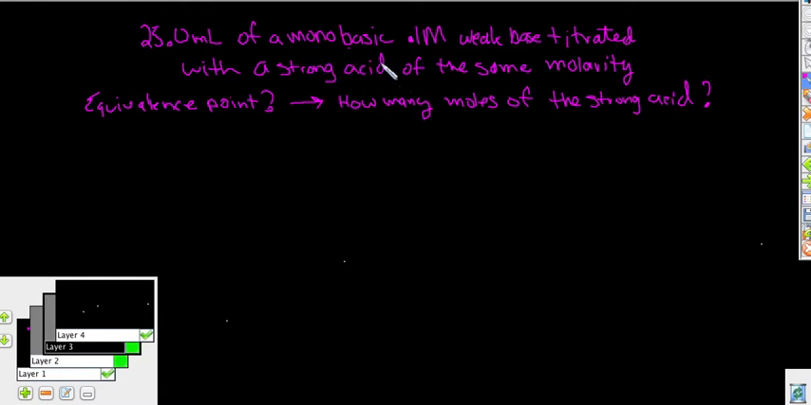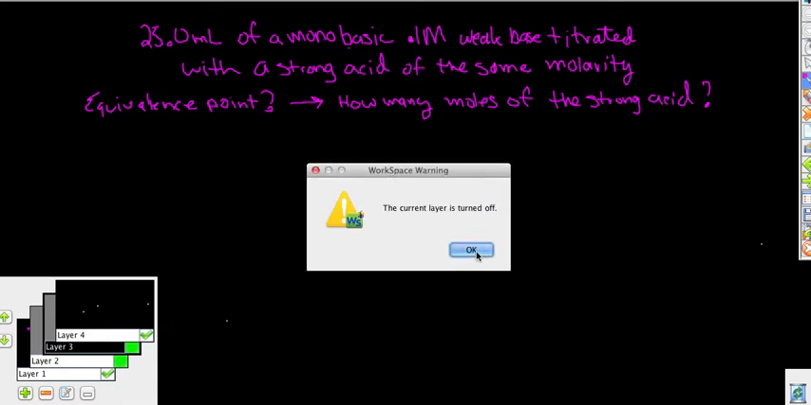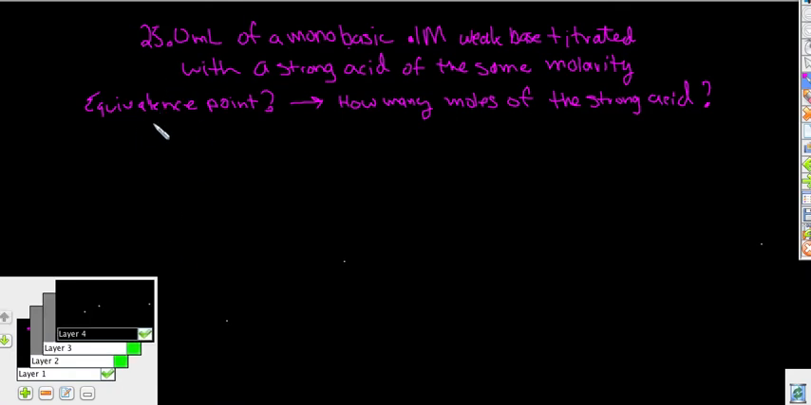So what do we know? We've got a weak base, and we're titrating it with a strong acid. So the equivalence point, we know for sure, is going to be less than 7. So that's one thing that we know right off the bat. Some other questions: how many moles of the strong acid are going to be used to reach the equivalence point? Well, at the equivalence point, the moles of the strong acid are going to match up with the moles of the weak base.